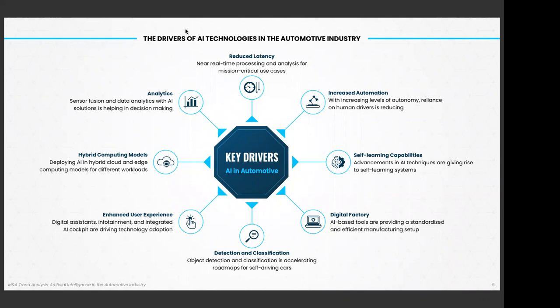Right. The next one is detection and classification. Object detection and classification is accelerating roadmaps for self-driving cars. Now, as I told you earlier, the AI is being trained with a lot of data. We humans, sometimes when driving, are thinking about something else, and then we just cause an accident.